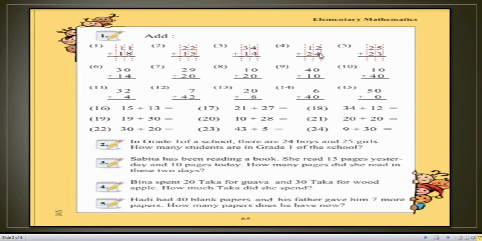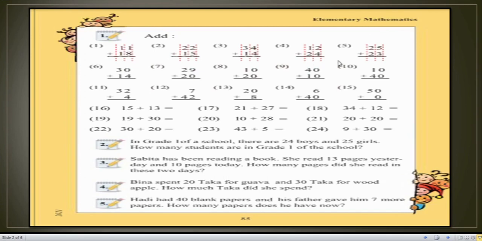Next, if we see question number 4, we can see 12 plus 24. On our right hand side you can see 2 plus 4. Do you know what 2 plus 4 is equal to? Yes, it is also easy. So 2 plus 4 is equal to 6, and that is why on your right hand side you should write a 6, and on the left hand side you should write that 2 plus 1 is equal to 3, and that is why you should write a 3 here. So the answer of question number 4 will be 36.